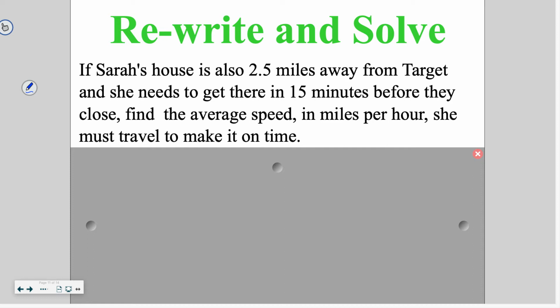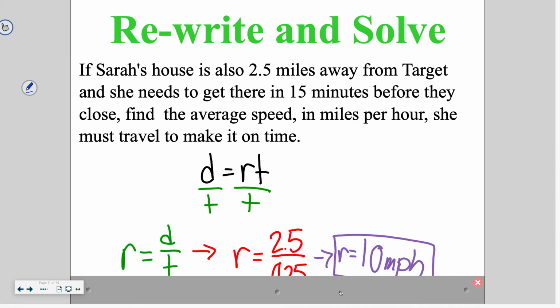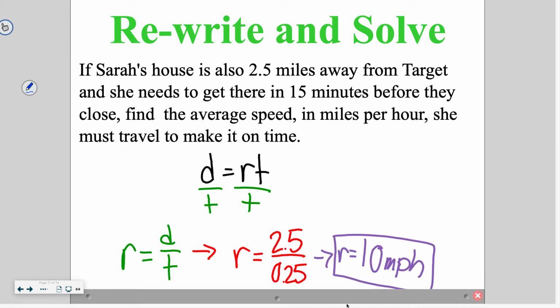Go ahead and rearrange the distance formula in order to answer this question. Again, we're solving for the rate, so dividing by time, plugging in the values that you need, you find that this one is 10 miles per hour.